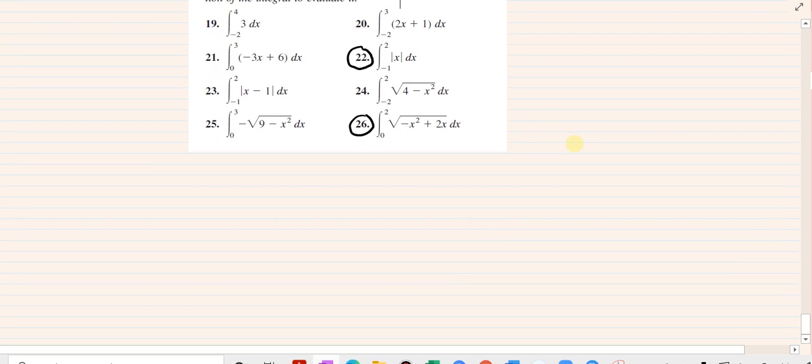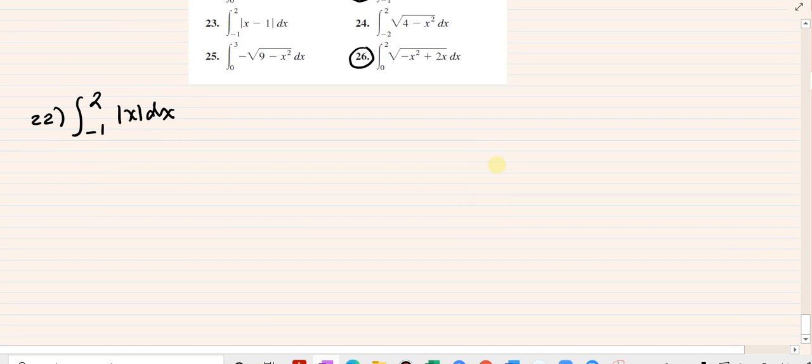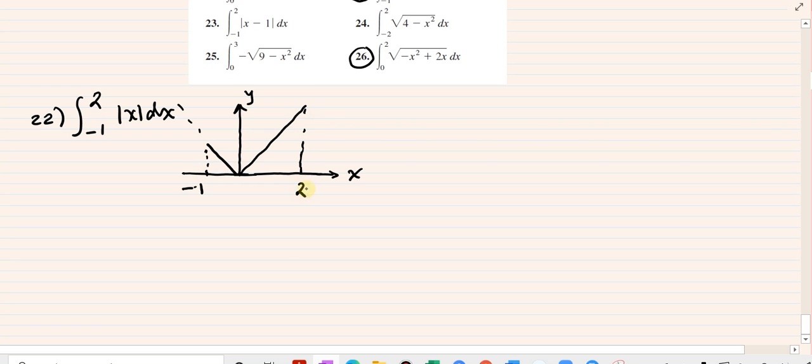Okay, so let's do the geometry for number 22. We want to find the definite integral from -1 to 2 of absolute value of x dx. Now, first I need to graph the absolute value, right? And that one isn't going to be too bad. The absolute value function is going to look like so, right? That's the absolute value function. And I know it looks like that, right? But we only need it from -1 to 2, right? That's our focus, so that's why I didn't extend the rest of it. All right, there we have it.